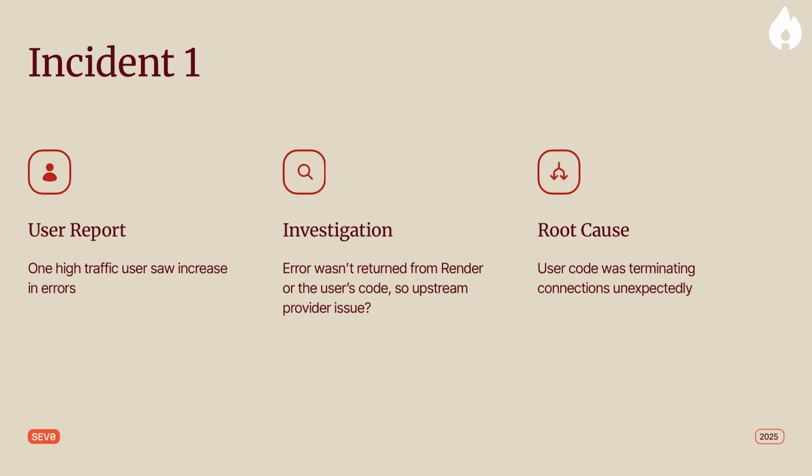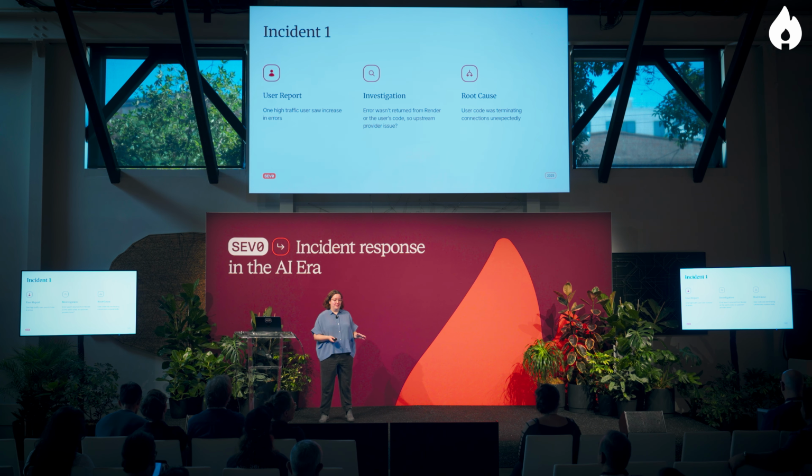So incident number 1. These are going to go from relatively chill to increasingly complicated. Starting off fairly simple, we got a report from one of our highest traffic users that they were seeing an increase in errors. Normally, these kinds of customer reports are filtered through our support team and they do some initial triage. But in this case, the issue was escalated in a kind of unusual manner and it turned into an incident pretty fast.